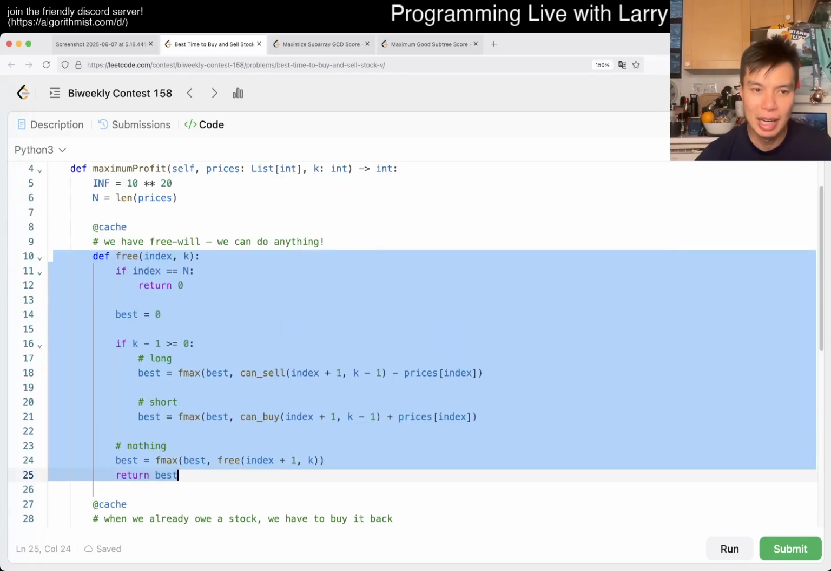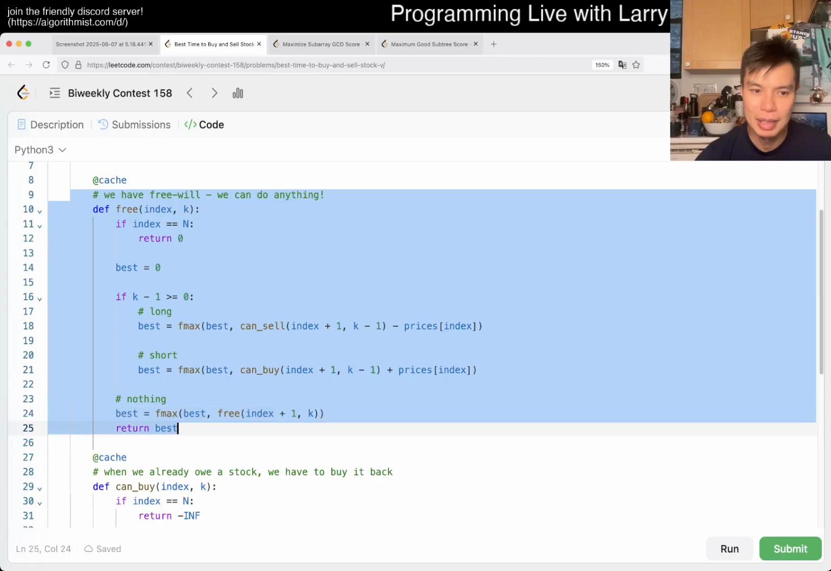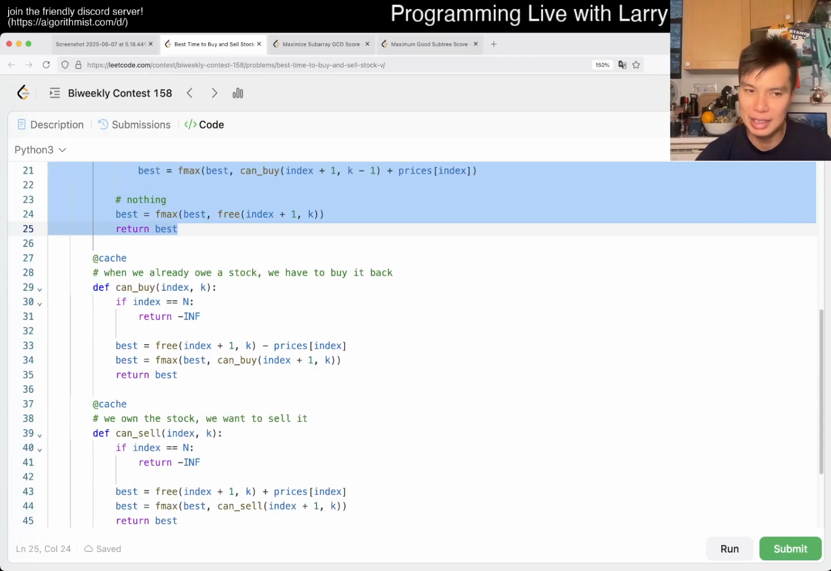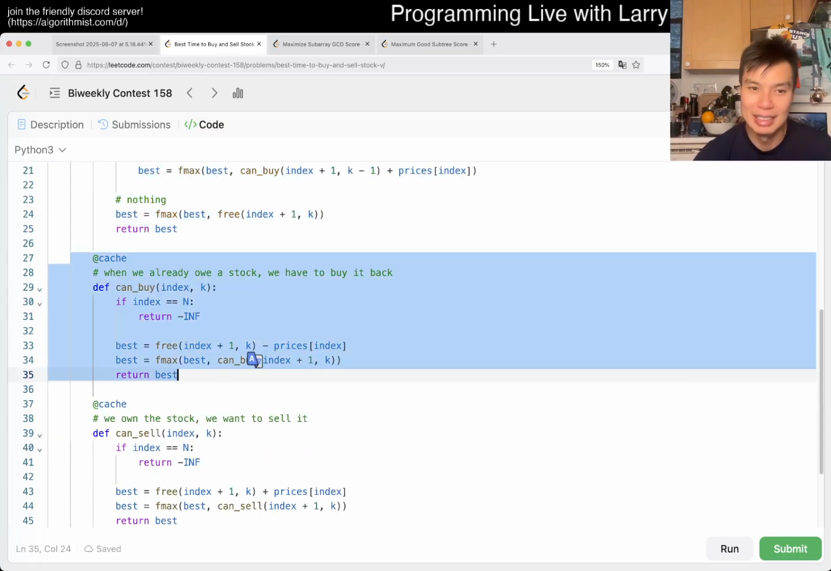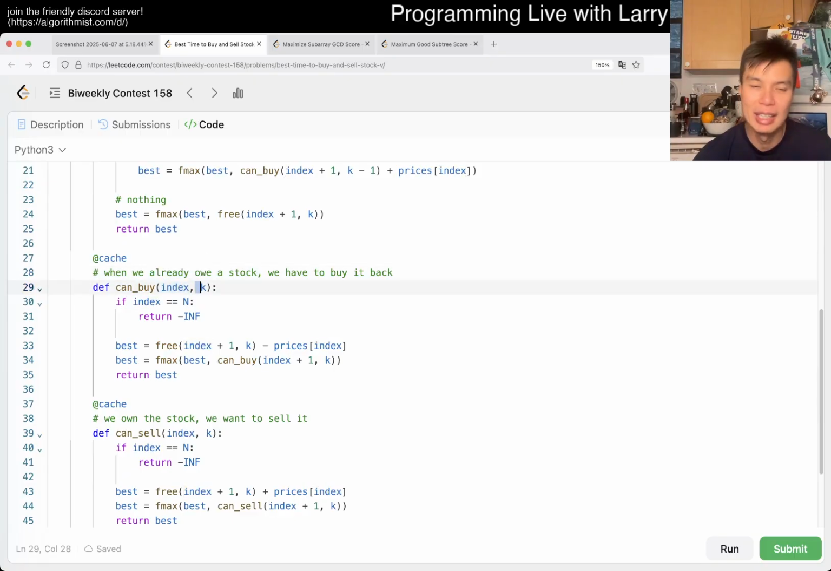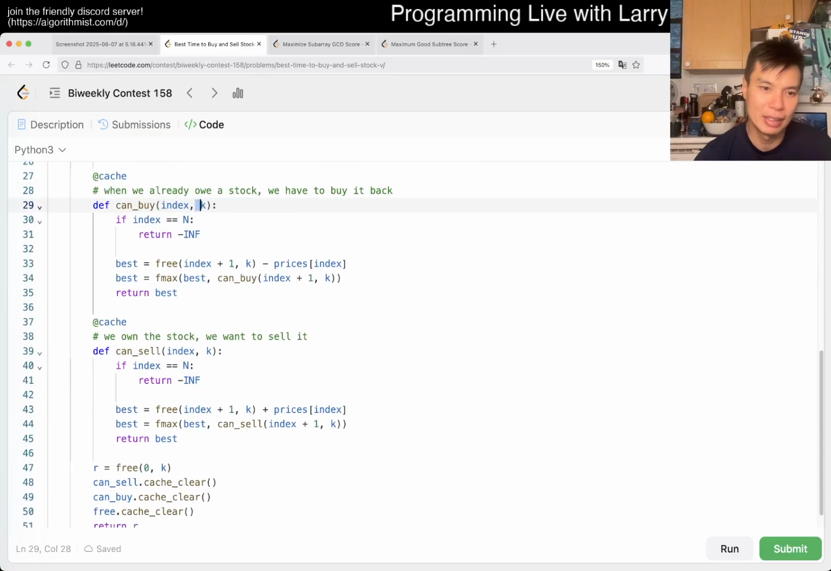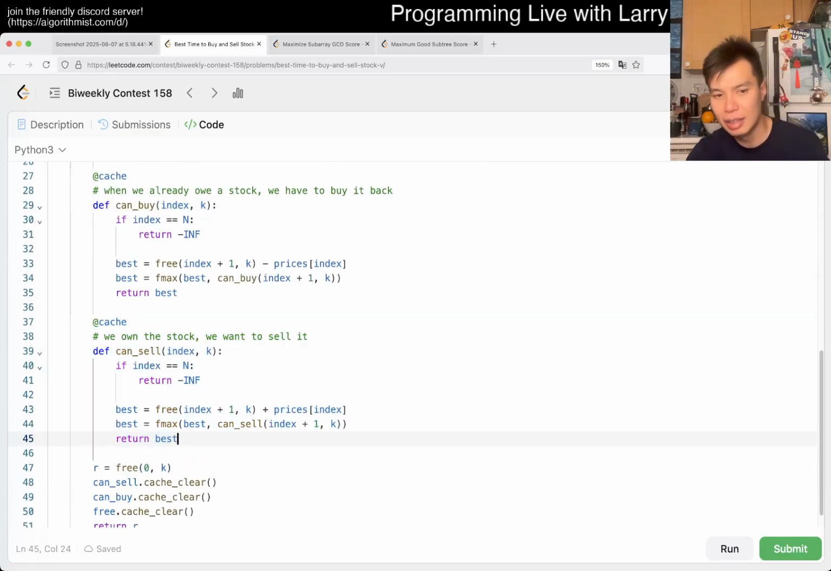And of course, that's just for this function, plus the complexity for this function, which is actually the same, right? Index is O of n, this is O of k. So O of n times k, and same thing for sell, and that's it.